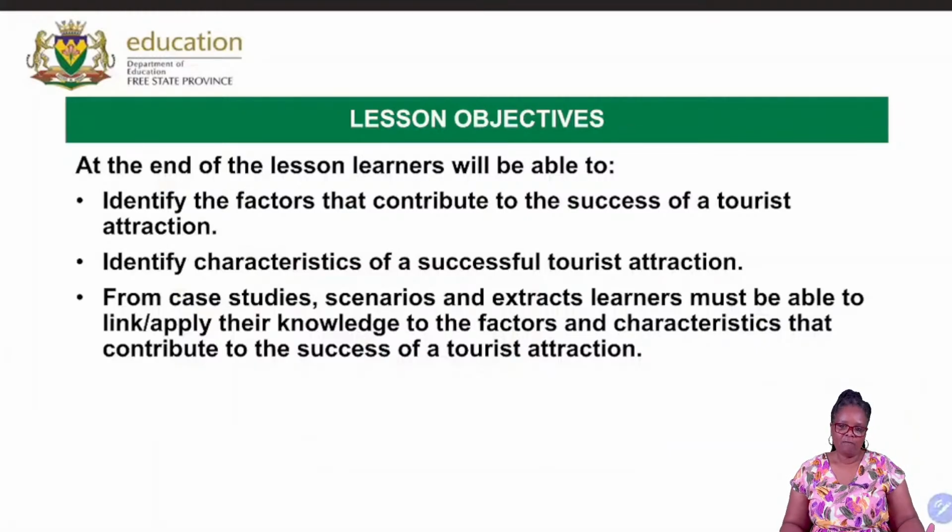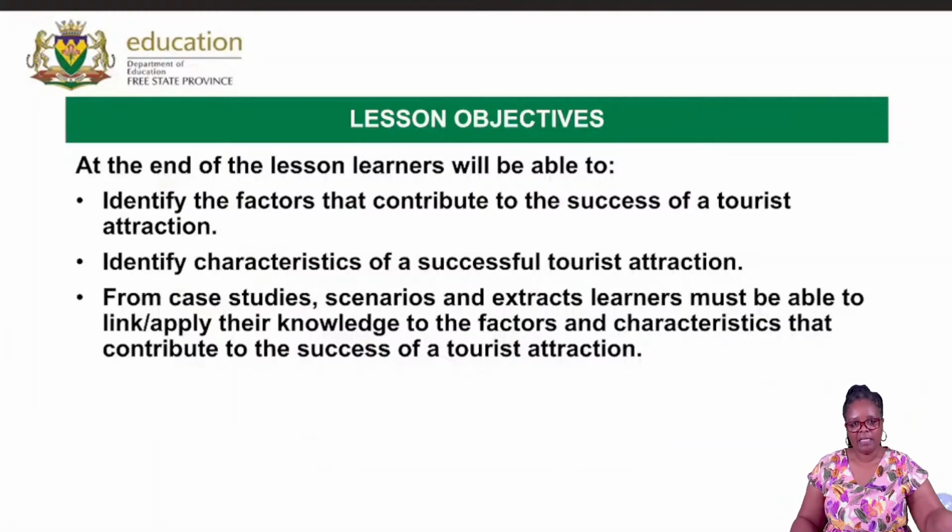So by the end of this lesson, you will be able to identify the factors that contribute to the success of a tourist attraction. You will know what makes the attraction successful. And you'll also be able to identify the characteristics of a successful tourist attraction. You will be able to know by just looking at the attraction whether it is a successful one or not. By the end of this lesson, you'll be able to differentiate that.